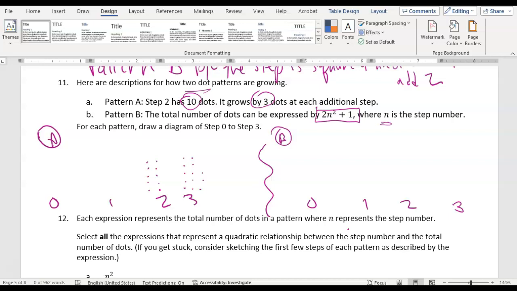That means that before here we have 7. 1, 2, 3, 4, 5, 6, 7. And before here we would have 1, 2, 3, 4. Right, so our pattern here would be 4 plus 3n.